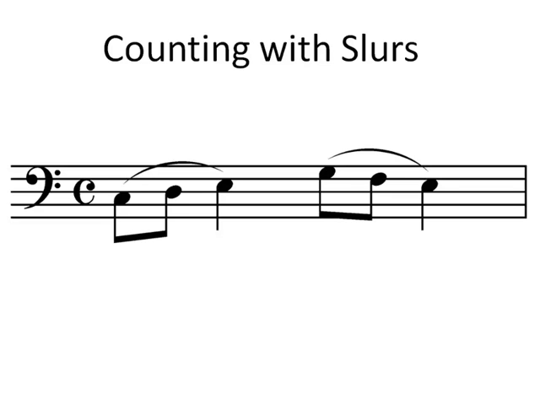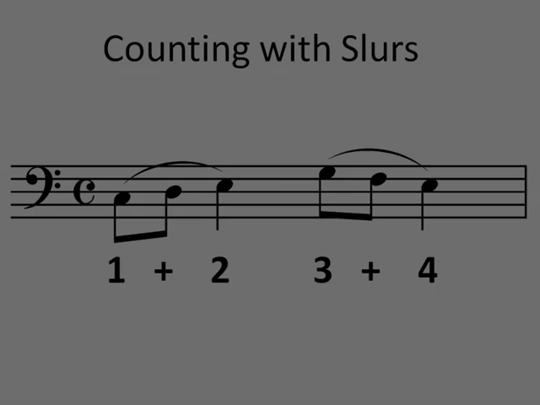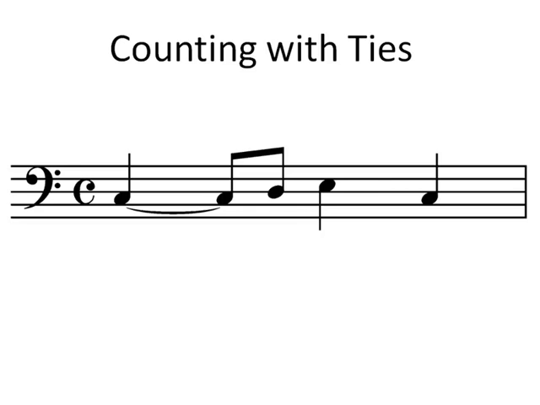Count singing with slurs only changes the phrasing of the music. Connect notes under the slur to each other like this: 1 and 2, 3 and 4. In count singing, when you encounter a tie, you treat it the same as if it wasn't there. When writing counts, put a dash to connect the tied notes. When singing on words, the tied note would just be sustained from the previous note.